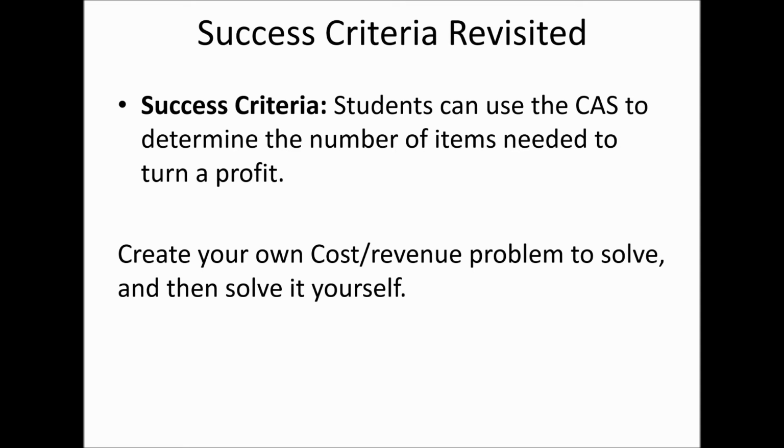So you've been successful if you can use the CAS to determine how many items are needed to turn a profit, if you can create those simultaneous equations and those cost and revenue functions. So what I would encourage you to do, just to test yourself out, is create your own cost or revenue problem to solve, and then solve it yourself or give it to a friend to try and solve for you.